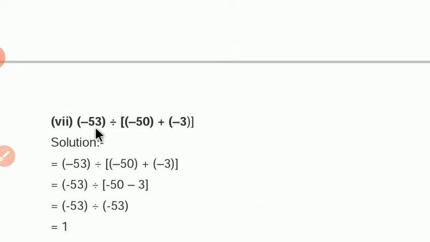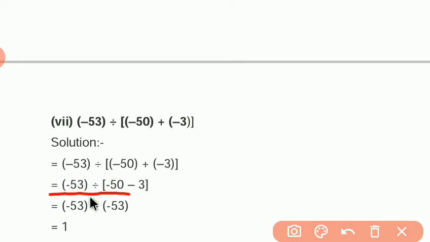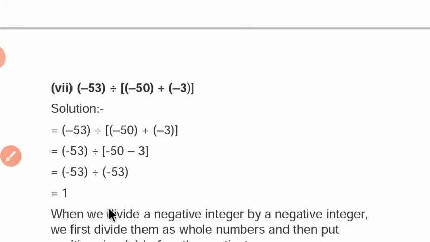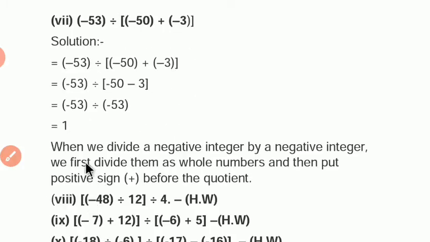Then 7th one, minus 53 divided by minus of 50 plus minus 3. So here again we'll solve the bracket one. So minus 53 as it is we have to write, then divide minus 50. We know that plus into minus 3. Then minus 53 divided by minus plus. So 50 plus 3, 53 and sign will be minus. So if we divide minus 53 by minus 53, we'll get the same answer. We'll get the answer as 1.